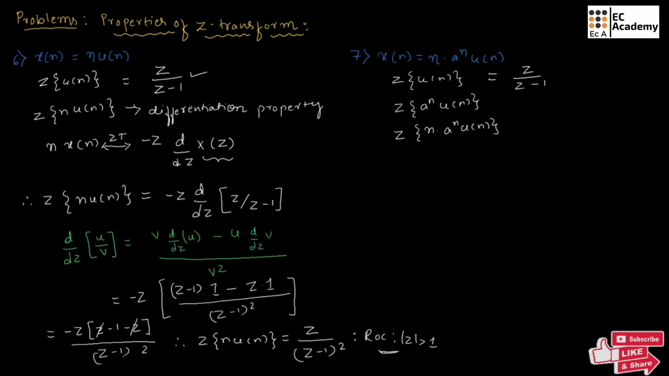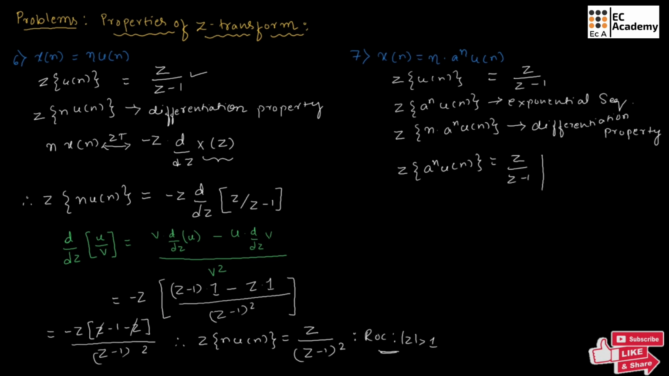Here we can use the property of exponential sequence. And for z transform of n into a to the power of n u of n, we can use the differentiation property. So to find z transform of a to the power of n u of n, we can use z divided by z minus 1, and here we need to replace z with z by a. So if you replace z with z by a, we will get z divided by a divided by z by a minus 1. So if you simplify this, we will get z divided by z minus a.